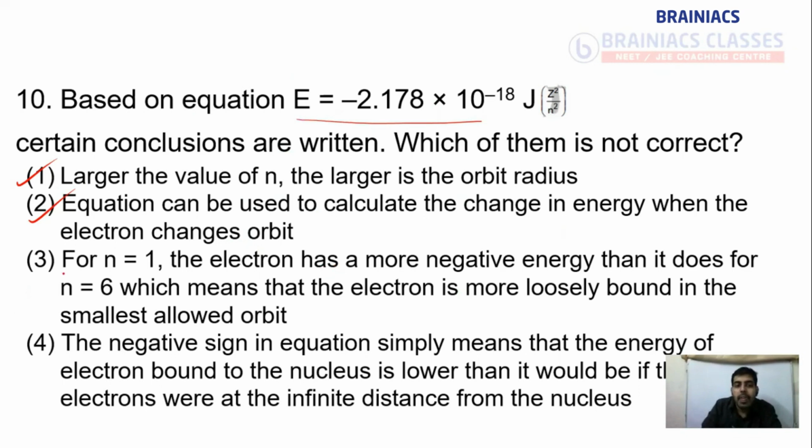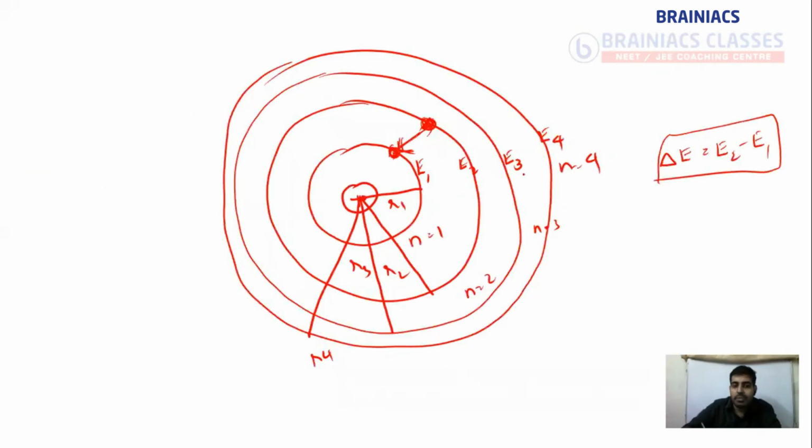I think it's clear. Now third one, for n is equal to 1, the electron has more negative energy than it does for n is equal to 6, which means that the electron is more loosely bound in the smallest allowed orbital.